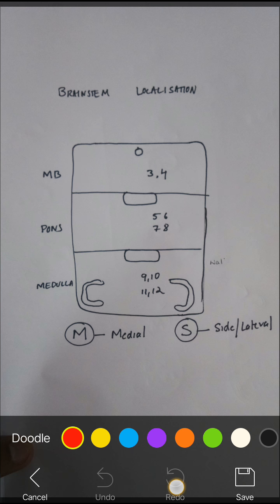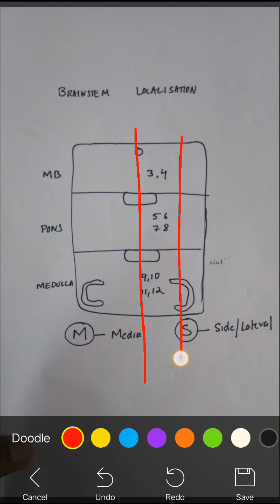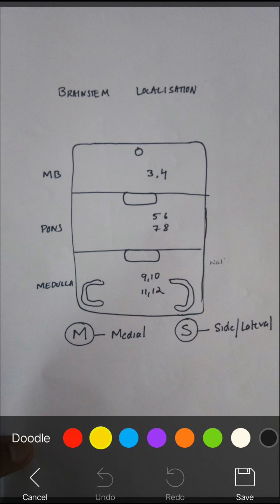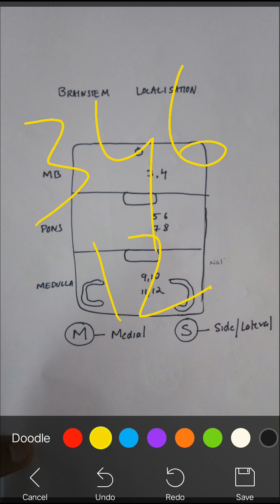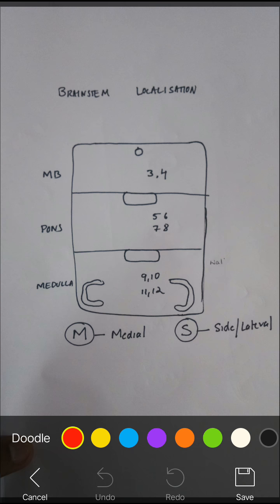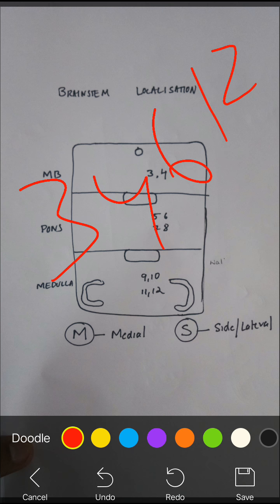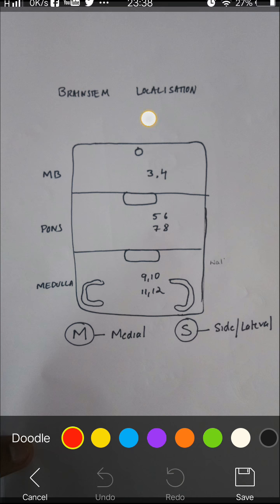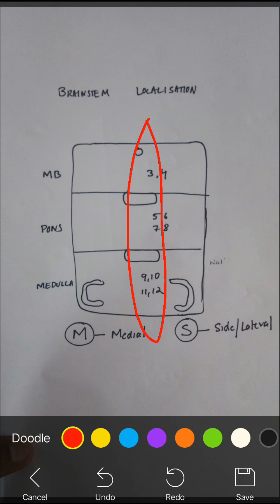Now, how to tell whether it is medial or lateral? Again, this can be told by knowing the cranial nerves. If the cranial nerves 3, 4, 6 and 12 are involved, then definitely it should be a medial syndrome, because 3, 4, 6, 12 are located medially. It can't be a lateral syndrome. If any cranial nerves other than 3, 4, 6, 12 are involved, then it is a lateral syndrome.